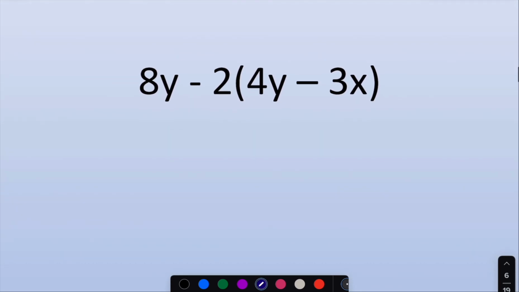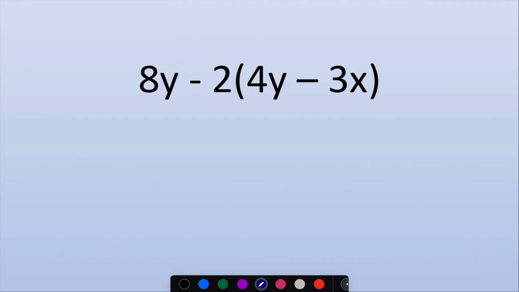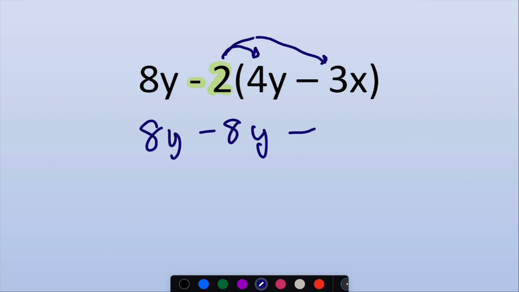Here's another one. This time, be careful. This -2 is in front of the parenthesis. So the most efficient way to proceed is to multiply each of these terms by -2. So we would get 8y minus 8y plus, because a negative times a negative is a positive. And so -2 times -3 is +6, and then the x is just there.